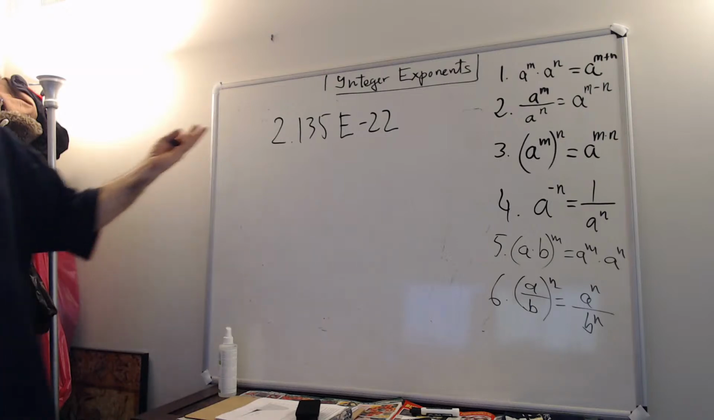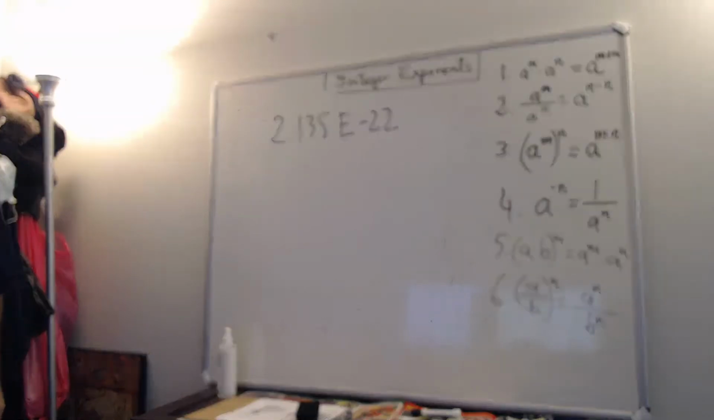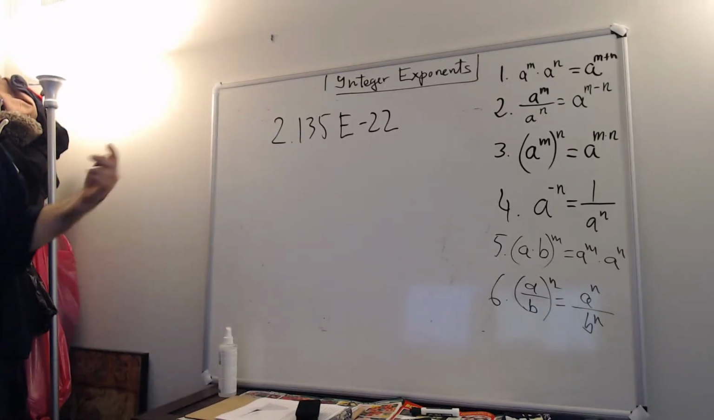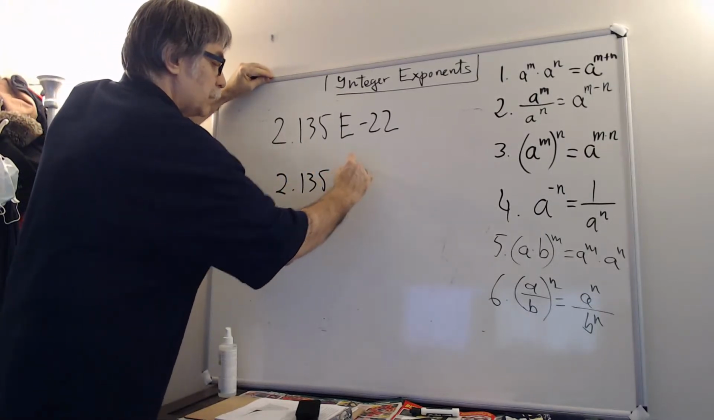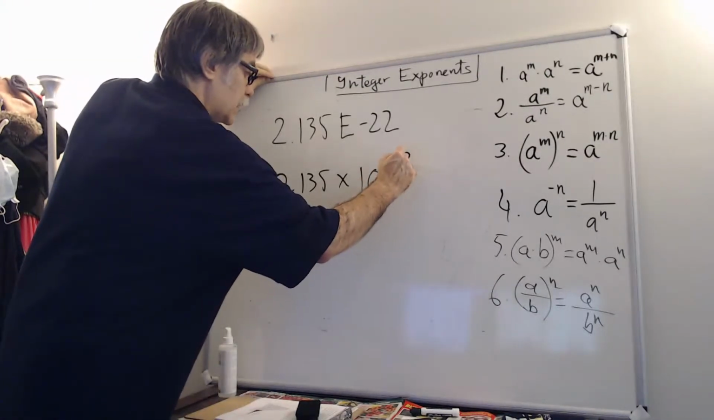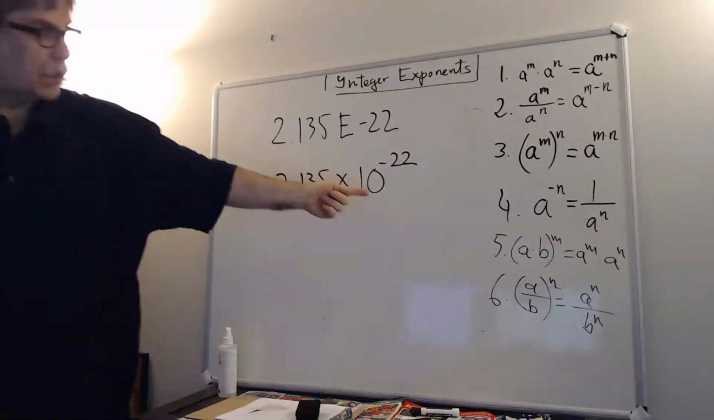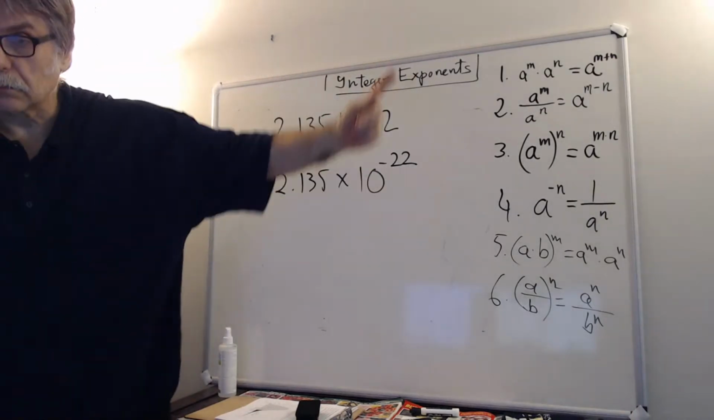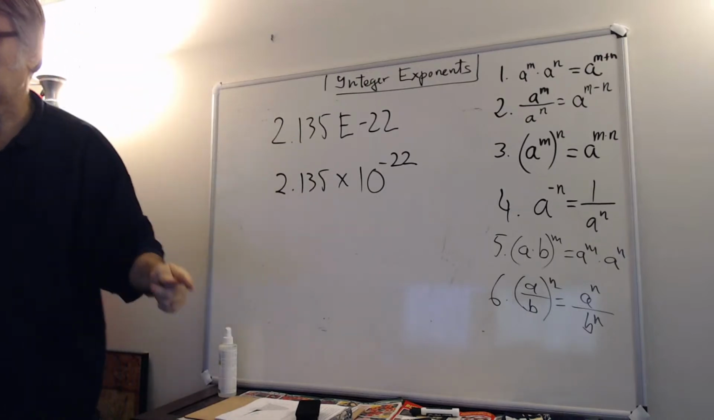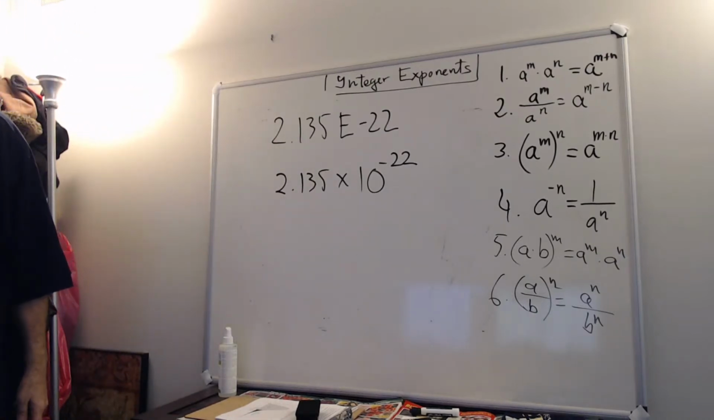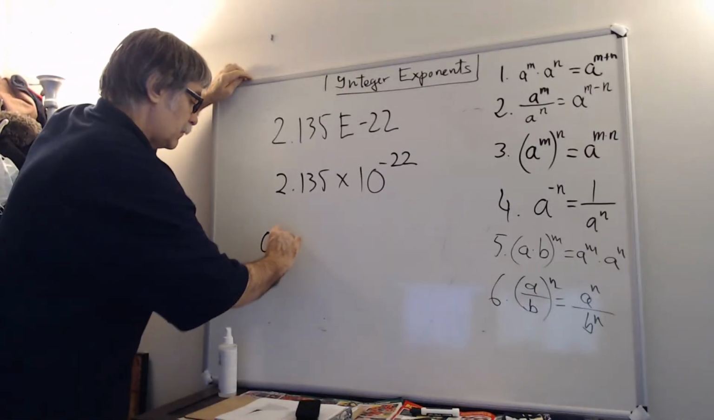Some calculators are going to write that, some of them are going to write EE, and on you go. Well, what do we have here? We have 2.135 times 10 to the power of negative 22. This is 10 to the power of 22 upside down. So you're dividing this number 22 times by 10. That is a very, very small number. It's something like this.